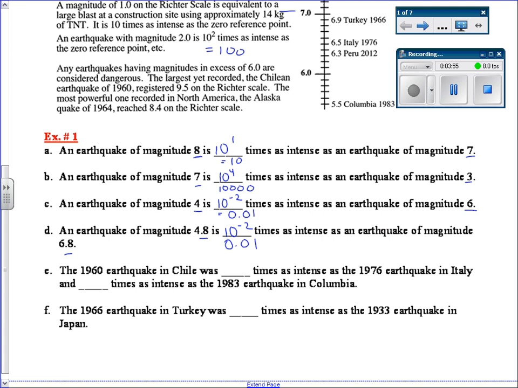The 1960 earthquake in Chile, which was 9.5 on the Richter scale, compared to the 1976 earthquake in Italy, which was 6.5. So that is 10 to the 3, or 1,000 times as intense.